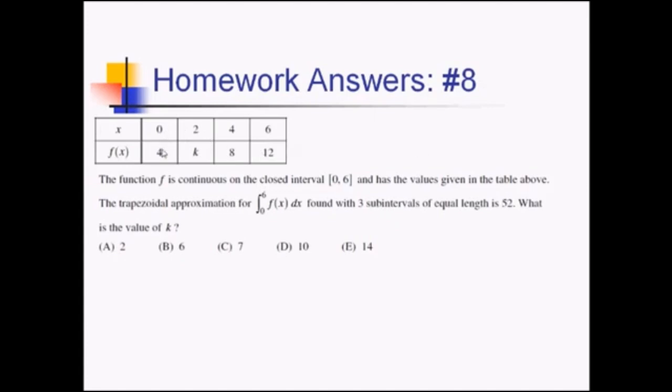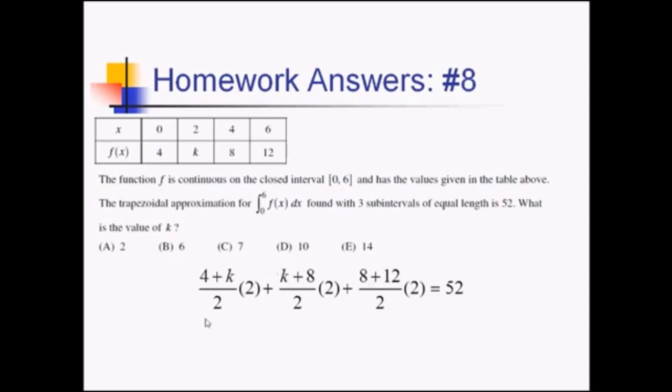We'll have (4 plus k) over 2 times a subinterval length of 2 for our first trapezoidal area here. Next, we've got (k plus 8) over 2 times the subinterval length of 2. And finally, we have (8 plus 12) over 2 times subinterval length of 2. And they said that all comes out to 52. So equals 52. And this is one of those where I'm going to have to simplify a little bit because I'm actually trying to solve for k.